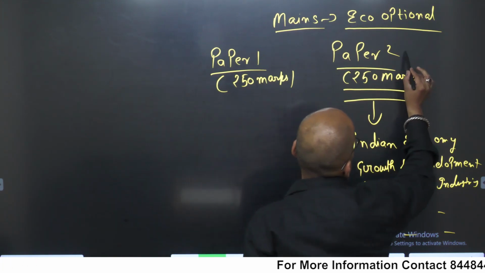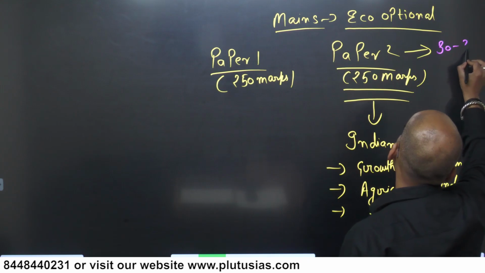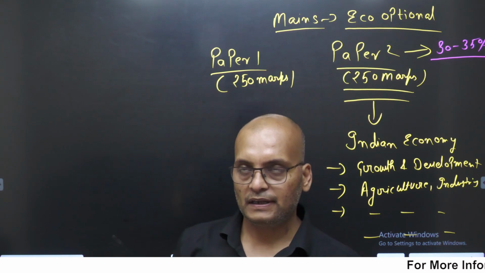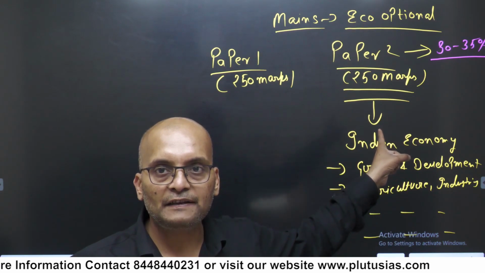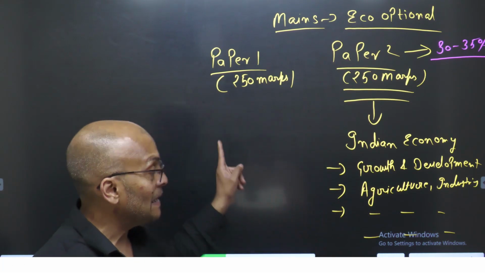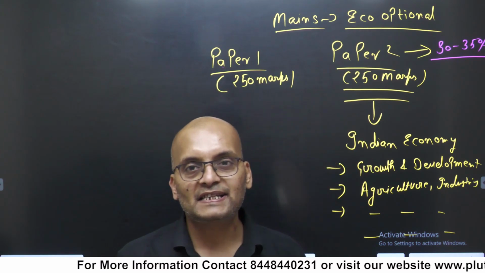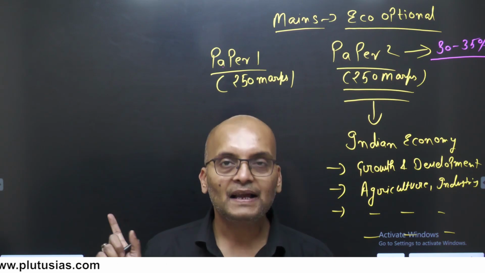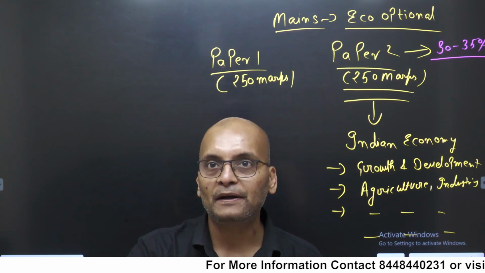Actually, this portion of Indian economy, it should take 30 to 35% of your preparation time, not more than that. If you are dedicating, let's say 1 year to your preparation, so 30 to 35% time you will dedicate for paper 2. The major chunk, the major portion is paper 1. It will consume your 65 to 70% of the time, because syllabus is vast here and syllabus is technical here. Getting me? So this is the main portion, paper 1.